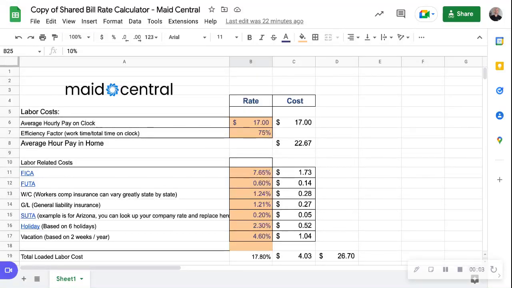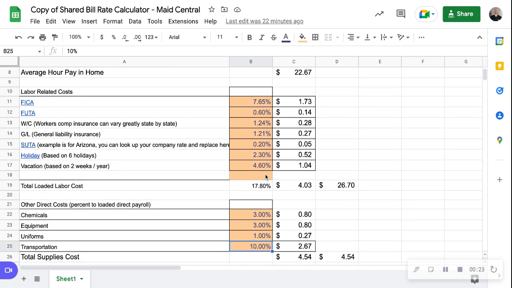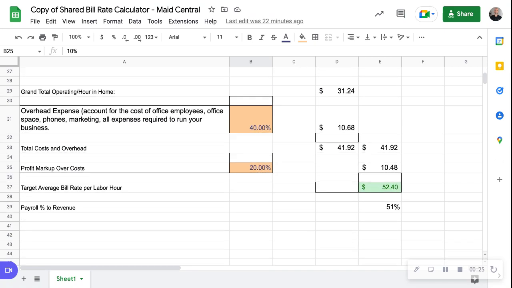Hopefully by now you've downloaded your MaidCentral bill rate calculator and you can start playing around with some of the numbers and determining what it really takes to make a profit in this industry. I'll just walk through this calculator and help you understand all the fields. All the fields in orange are designed for you to fill out with your company information.